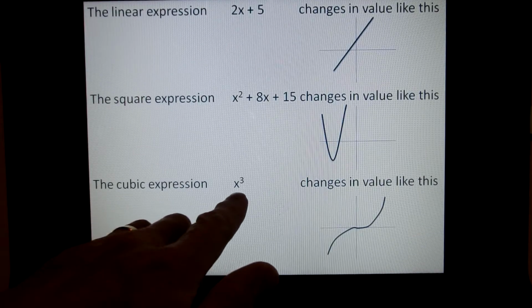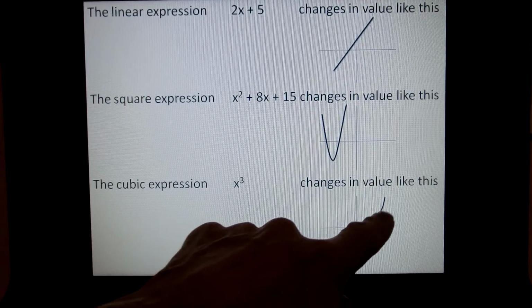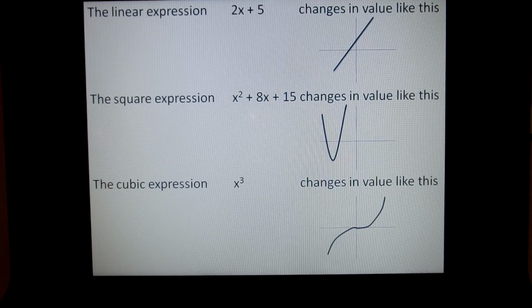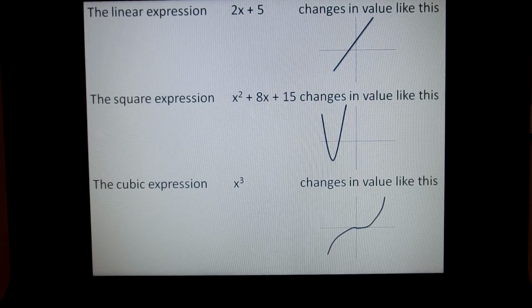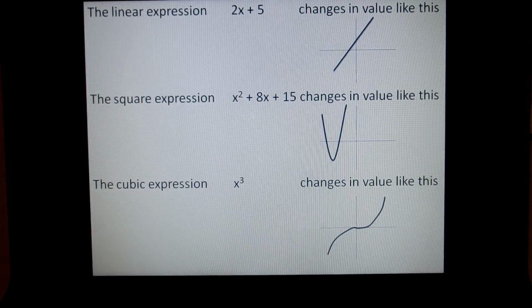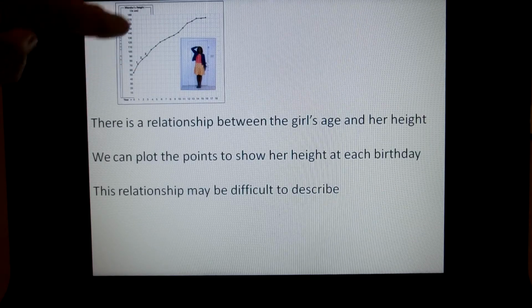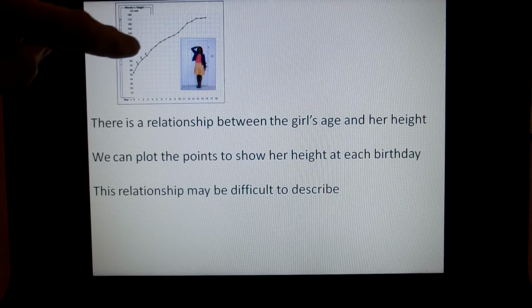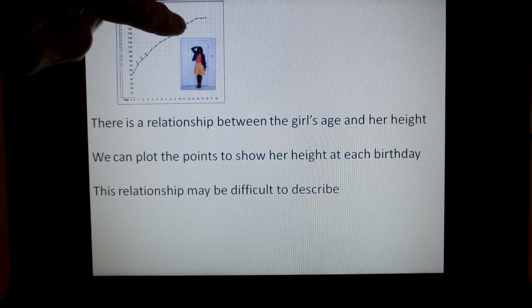A cubic expression like x cubed changes in value, something like that. Apologies for the curve not being perfectly drawn, but that's the best I could do. So a cubic expression gives rise to a curve like that, and so none of those three expressions can be used to describe the way the girl's height changes. It's quite a particular curve there.